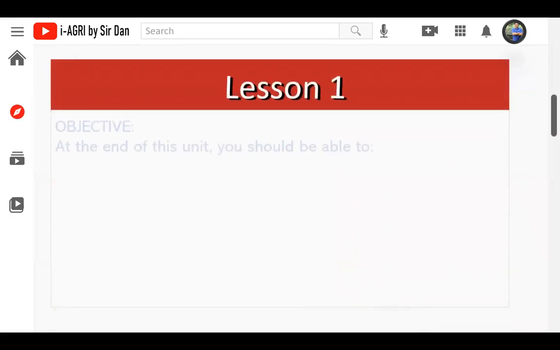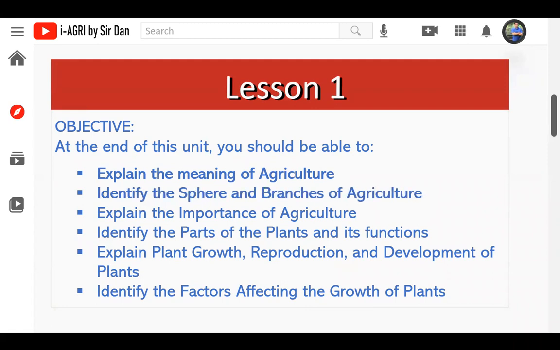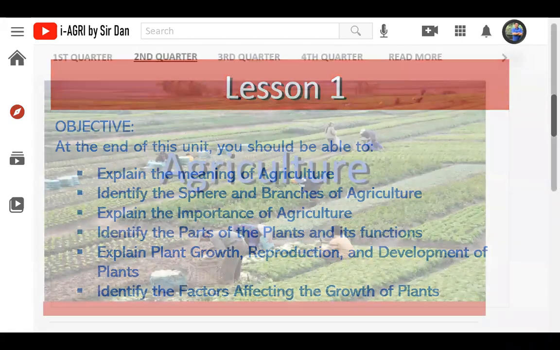Good morning. So this is lesson number 1 under crop production. The objective of the lesson at the end of this unit, you should be able to explain the meaning of agriculture, identify the sphere and branches of agriculture, explain the importance of agriculture, identify the parts of the plants and its functions, explain plant growth, reproduction, and development of plants, identify the factors affecting the growth of plants.